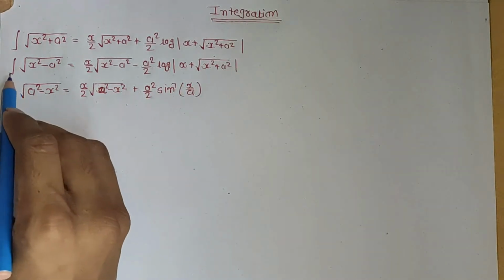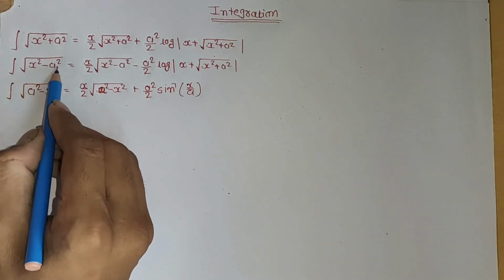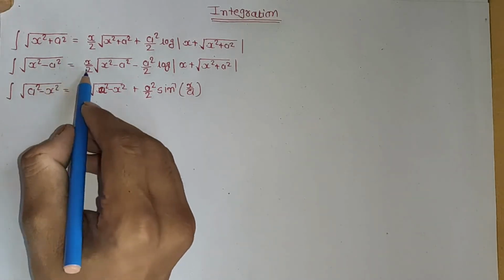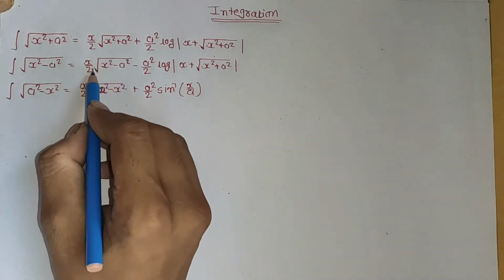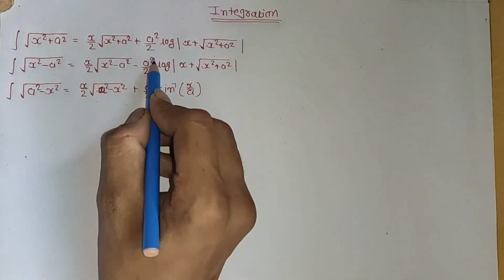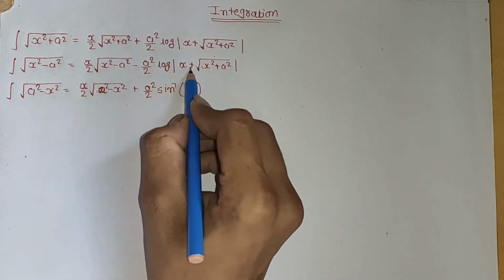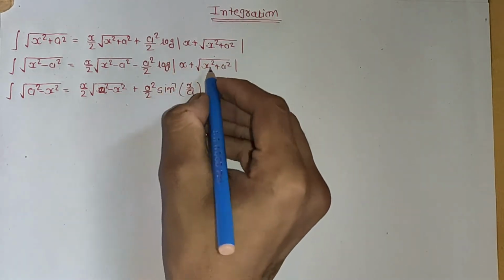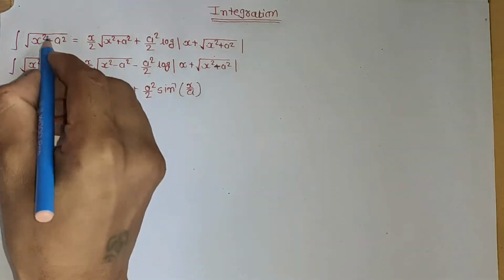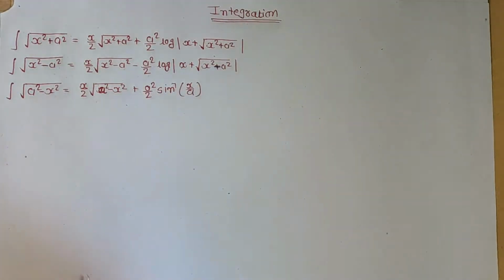If the integral is of the form square root of x square minus a square, then the answer is x by 2 times square root of x square minus a square, minus a square by 2 log mod x plus square root of x square minus a square. Okay, if here plus then here plus, if here minus then here minus.